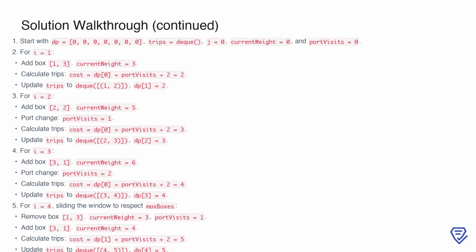At i equals 4, we slide the window to maintain constraints. Removing box [1, 3] reduces the weight to 3 and decreases port visits to 1. Adding the next box [3, 1] raises the weight to 4, and the cost becomes dp[1] plus port visits plus 2 equals 5. We update trips deque with [4, 5] and set dp[4] equals 5.